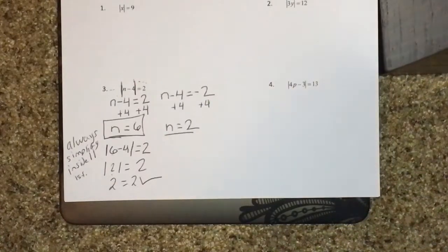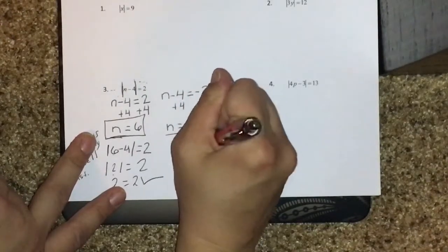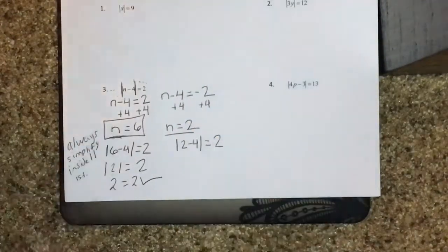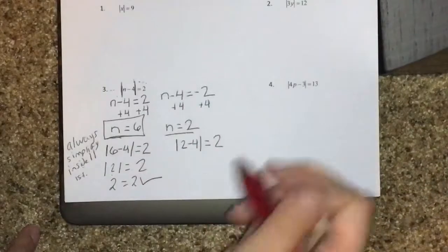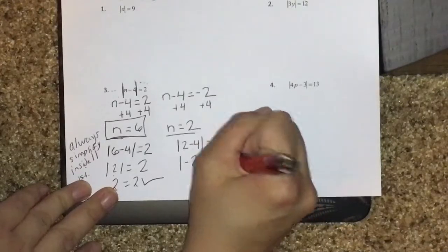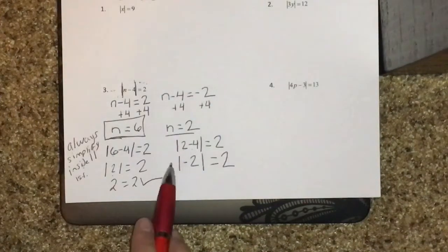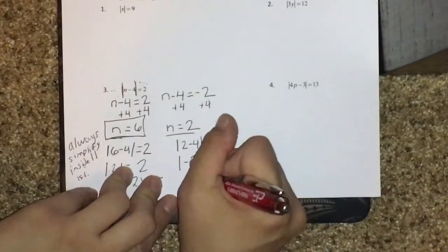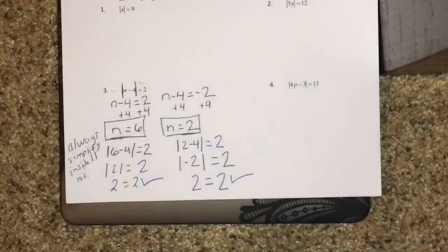Moving on to the second answer and checking this one. We have the absolute value of 2 minus 4 equals 2. Well, what is 2 minus 4? Remember, you always simplify inside the absolute value symbols first. 2 minus 4 is negative 2. But what is the absolute value of negative 2? Remember, absolute value means the distance from 0. So the absolute value of negative 2, it's 2 units from 0. So 2 equals 2, and we are good on n equals 2.